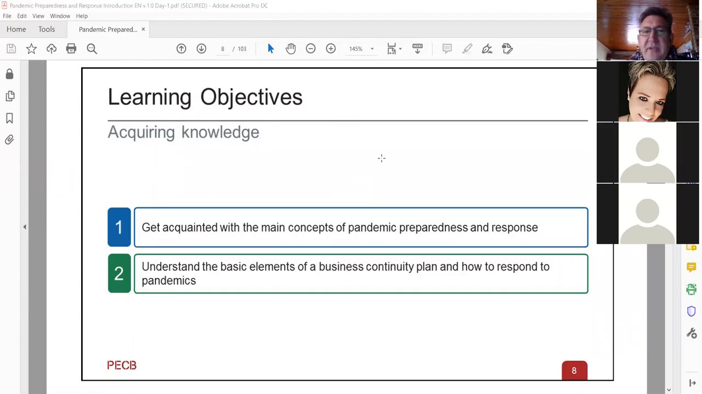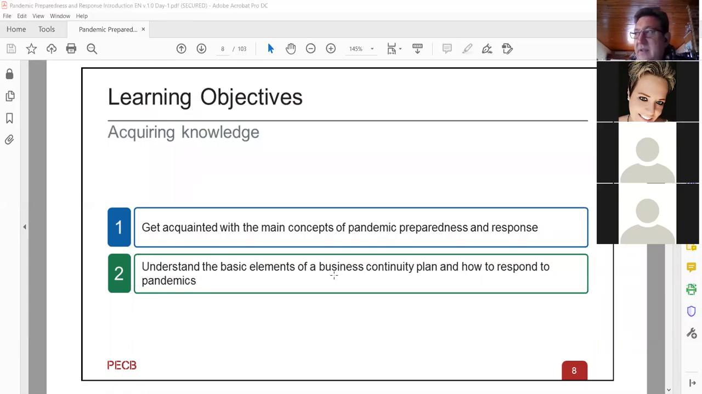The learning objectives that we've got here are two definite things. Firstly, what kind of skills are we looking at acquiring? The first one is getting acquainted with the main concepts of pandemic preparedness and response. And the second one is to understand the basic elements of a business continuity plan and how to respond to pandemics. And I think this is very applicable.